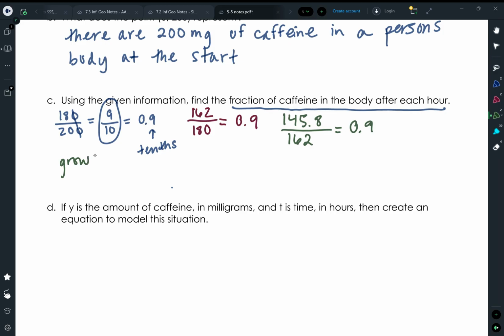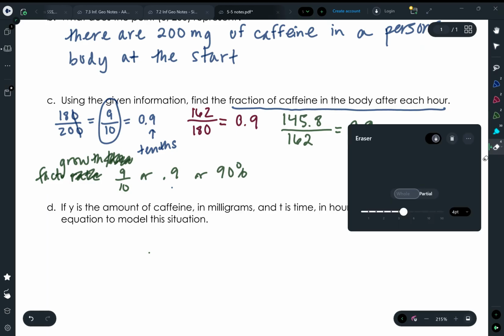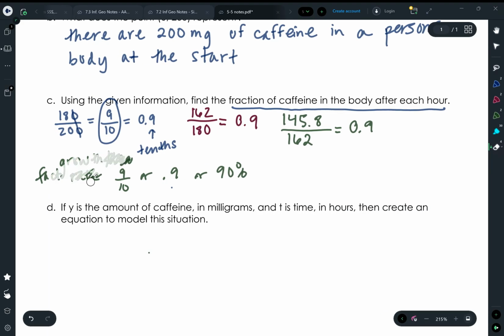So let's write growth, decay. I'm spelling decay wrong, so I'm going to stop here. It is 9/10, or 0.9, or let's even say 90%. And the amount that I'm losing, not my growth, I guess this isn't your growth rate. This is your growth factor. That's a really tricky distinction. The one that's in your formula is going to be the factor. So let's fix that. This is our growth factor.